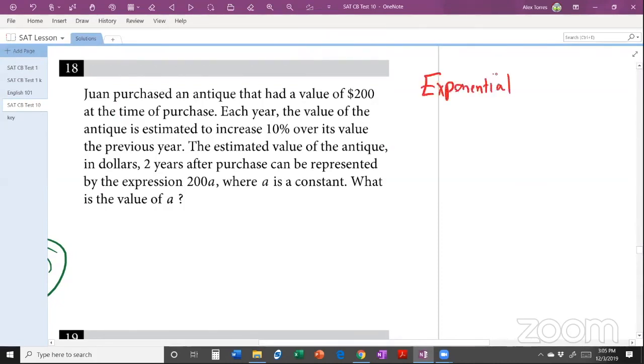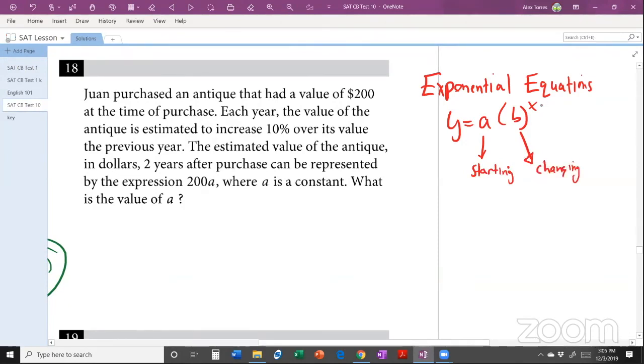Exponentials are in the format of y equals a times b to the x power. So a is your starting value. b is how much it's changing, in terms of what we're multiplying it by. And x is the number of times. So this will often be really relevant in terms of percents.